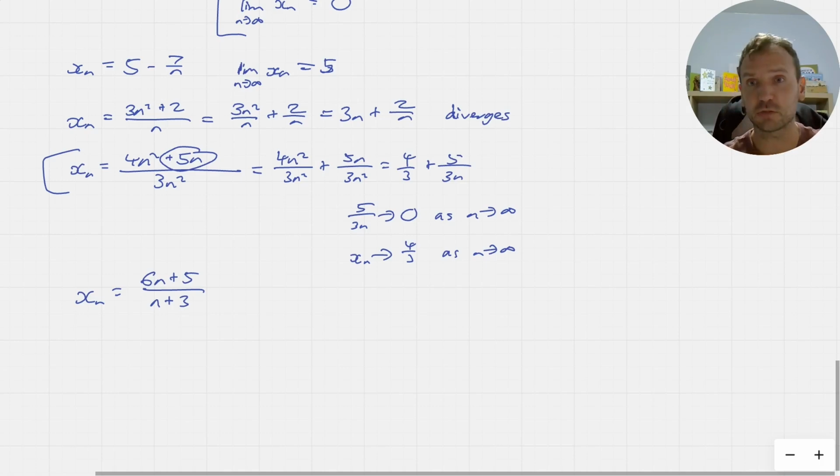So in this case, if we just wanted to predict, we could say we've got a 6n on the top and then n on the bottom. When n's big, that 5 and that 3 will make very little difference, and we'll probably just be left with 6n over n, and then we can simplify.